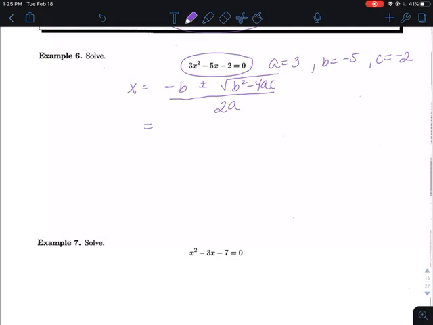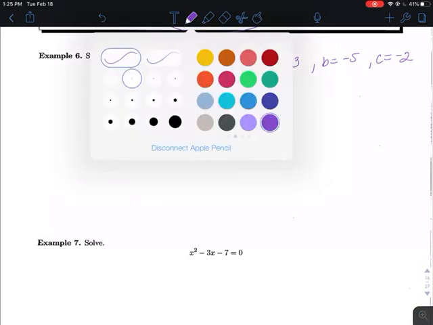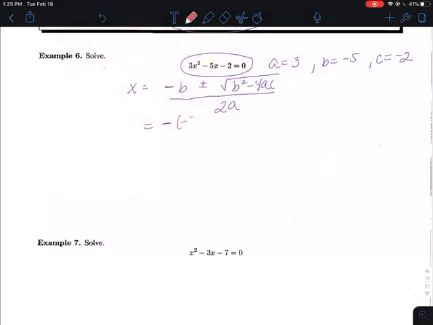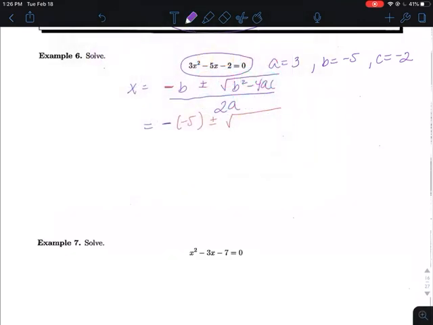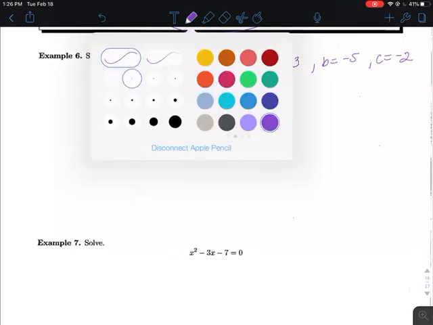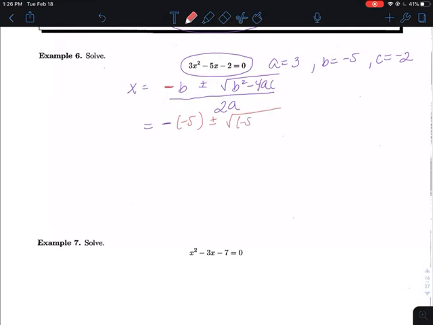So this is opposite of negative b. So there's a minus already in the formula. When you put down your b value, your b is -5. So the minus comes from here, and then your b value is -5. So it's plus or minus the square root. B is -5, so I have to put -5 in parentheses squared. So make sure you put parentheses around that.